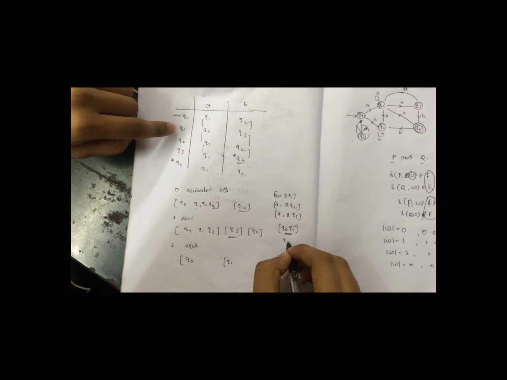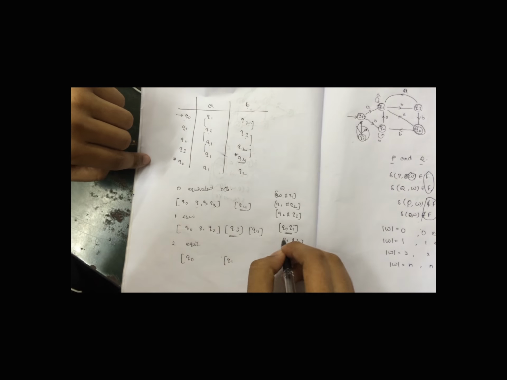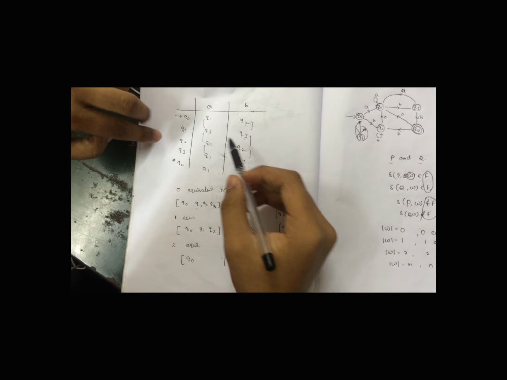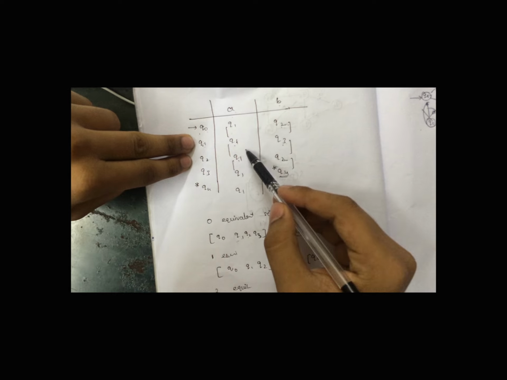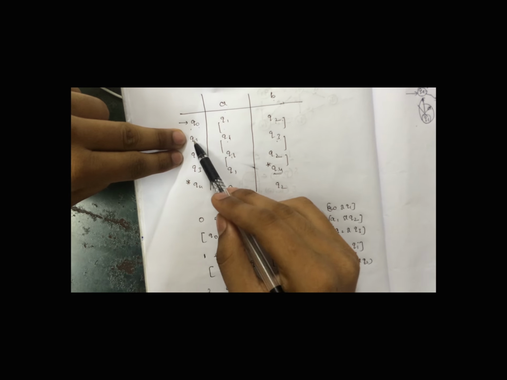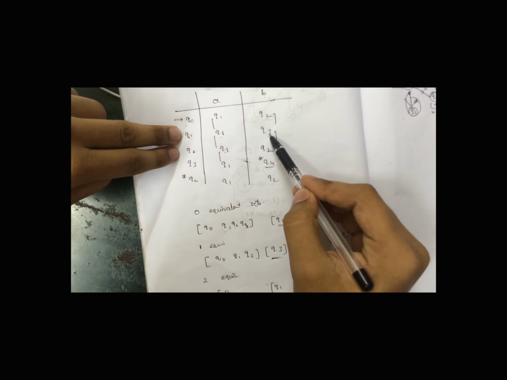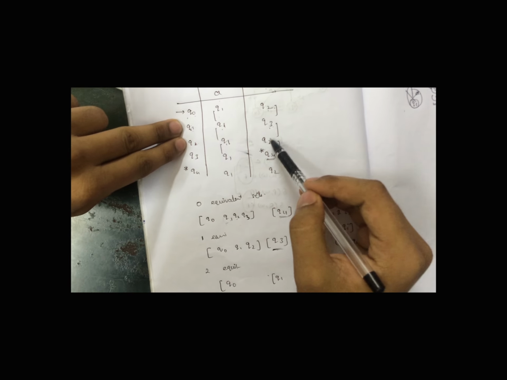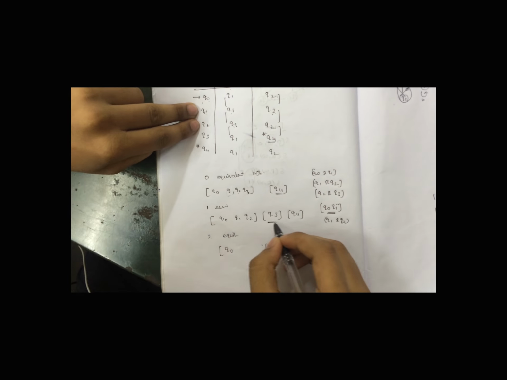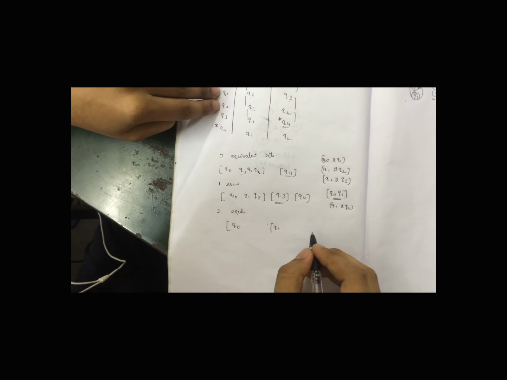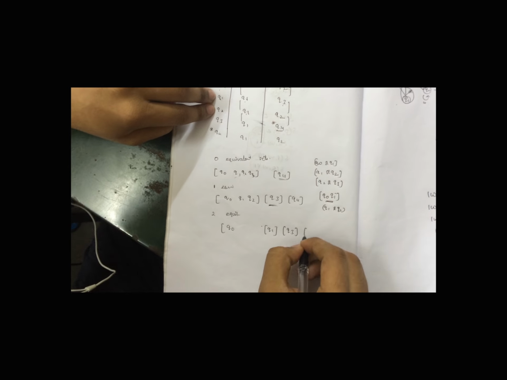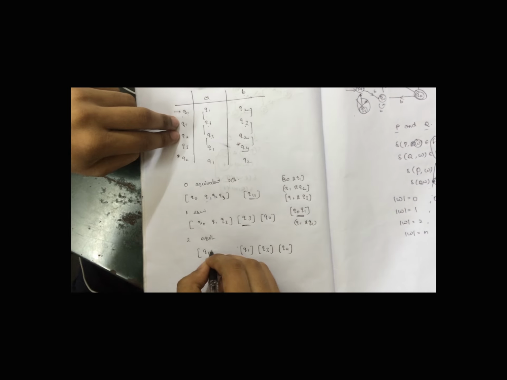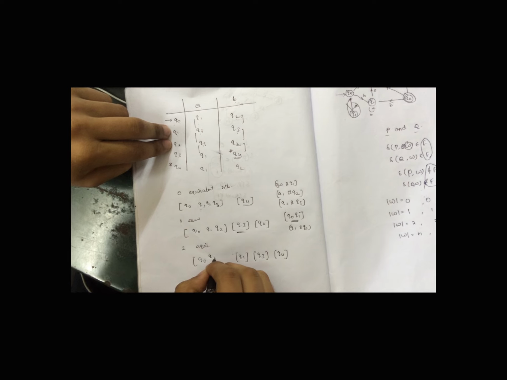Now let us check q1 and q2. q1 and q2 on giving A, both are going to q1, and q1 on giving B is going to q3, and q2 on giving B is going to q2. So both are in different states. So q1 is another state, q3 will be another state, q4 will be another state, q2 will be in this state.